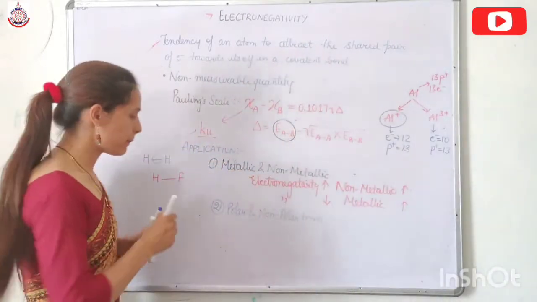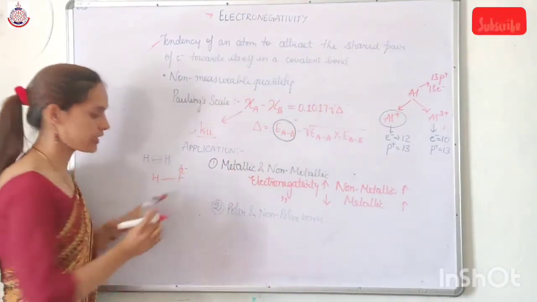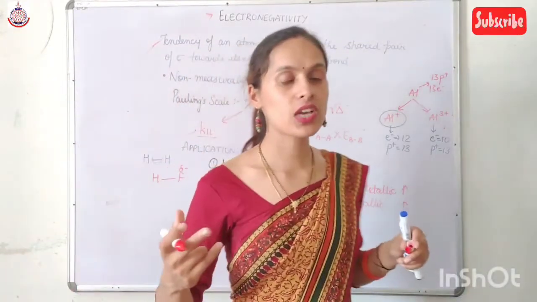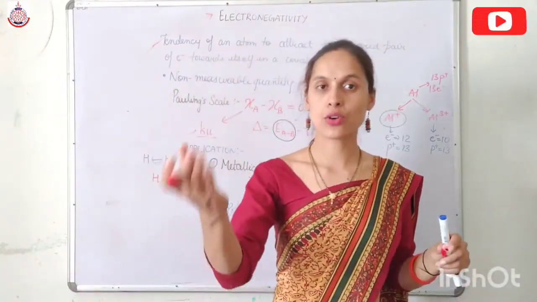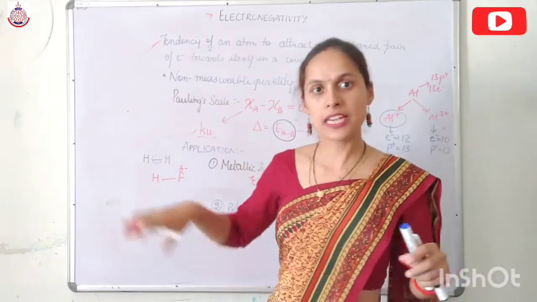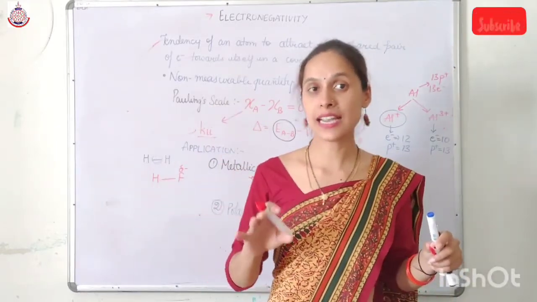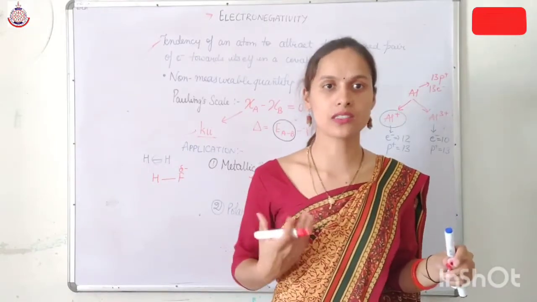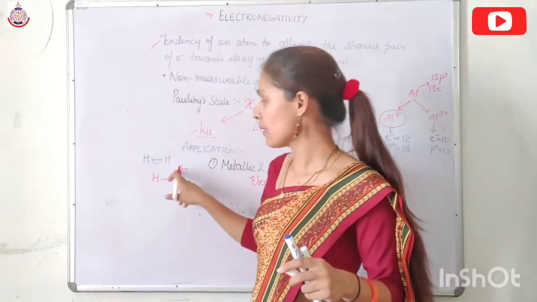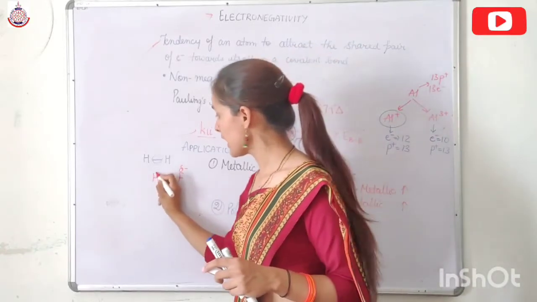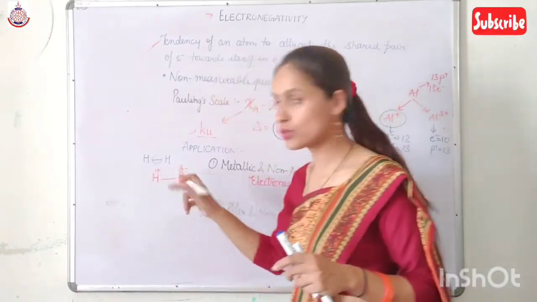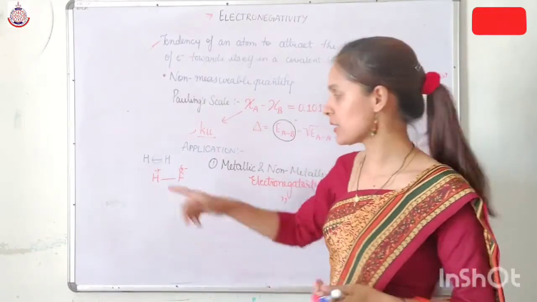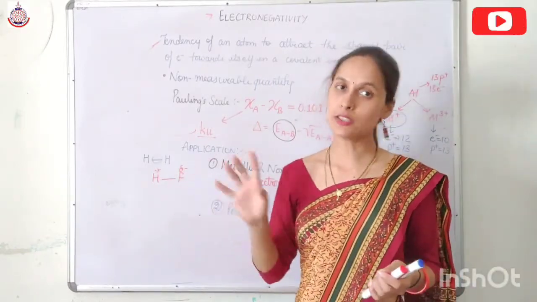So there is a partial negative charge created on the fluorine. Why partial? Because a complete negative charge comes when the electron is taken by the fluorine. But here fluorine is not taking the electron. Fluorine is just attracting the electron cloud towards itself. So therefore here is a partially negative charge and here a partially positive charge. So due to the generation of the poles, it becomes a polar covalent bond.